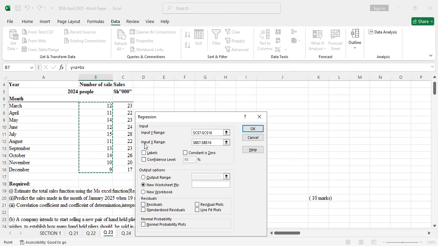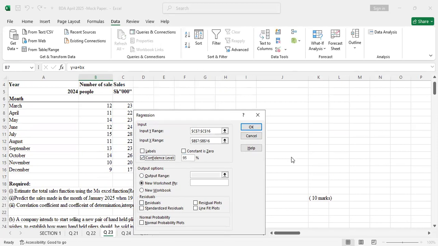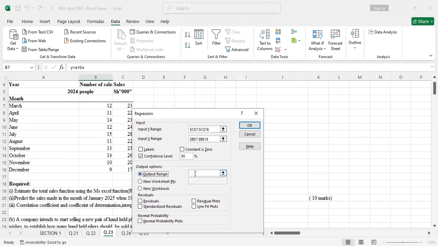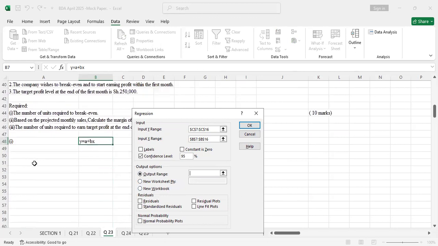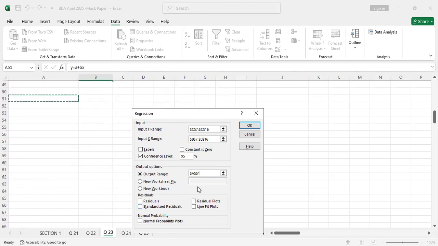Labels, no. Confidence level, always select the confidence level, which is 95%. There's output range, which means where do you want this data to appear? I want this data to appear down here, so I'll select that. I think there's no other adjustment, so I just say okay.